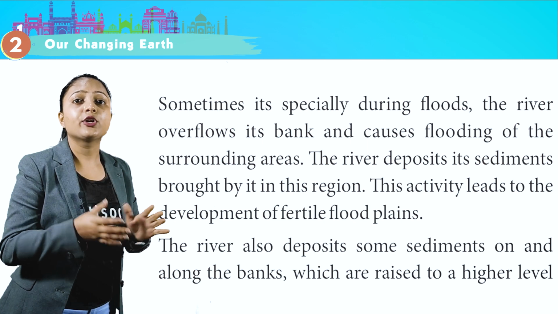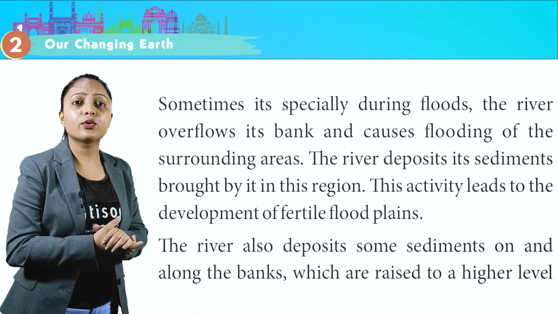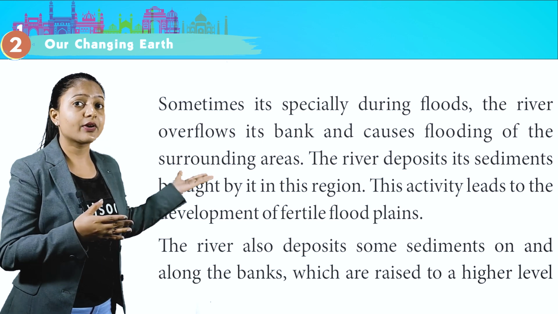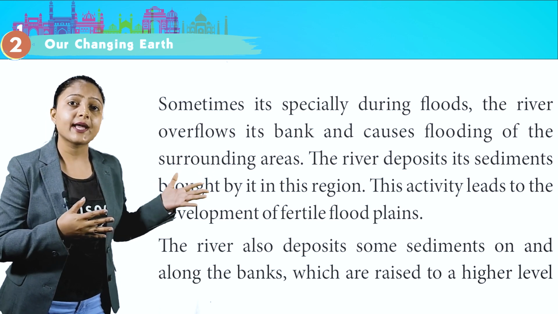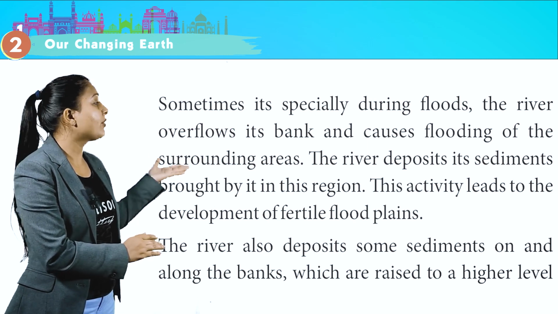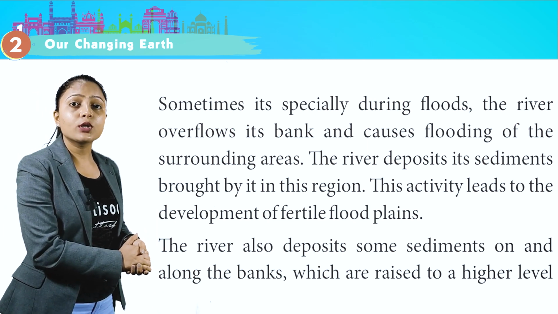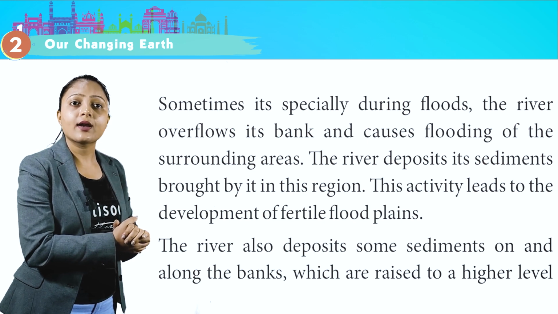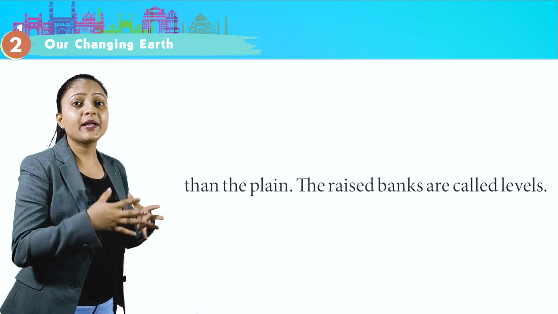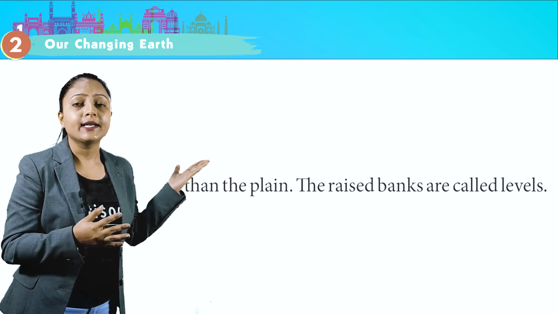Sometimes, especially during floods, the river overflows its banks and causes flooding of the surrounding areas. The river deposits the sediments brought by it in this region. This activity leads to the development of fertile floodplains. The river also deposits some sediments on and along the banks, which are raised to a higher level than the plain. The raised banks are called levees.